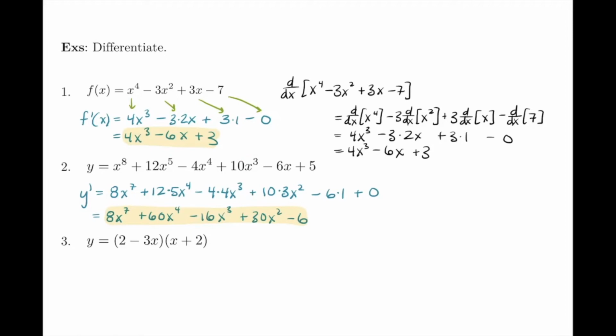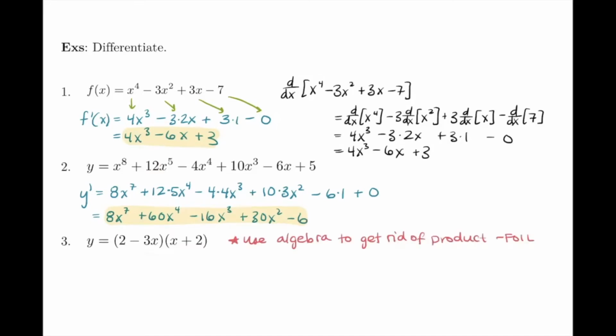In example 3, we have y equals 2 minus 3x times x plus 2. Now here we have a product of two things. We have not talked about how to find the derivative of a product of two things unless that product is a number times a variable to a power. We cannot just find the derivative of 2 minus 3x and then multiply it by the derivative of x plus 2. That's not a rule that we are told is true. In fact, we will have a way to differentiate products, but it's much more complicated than that.